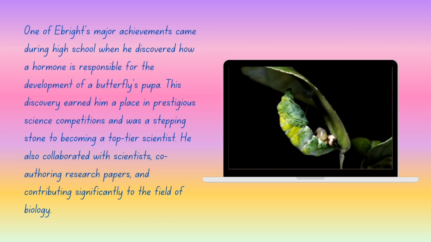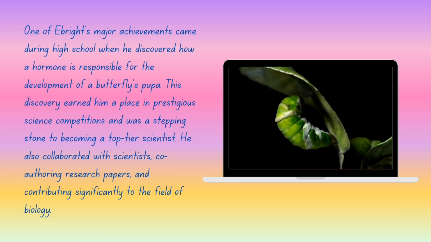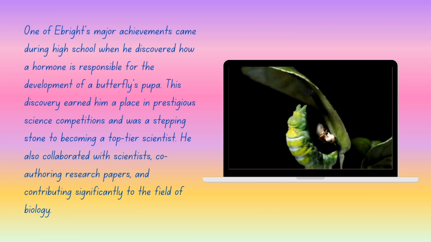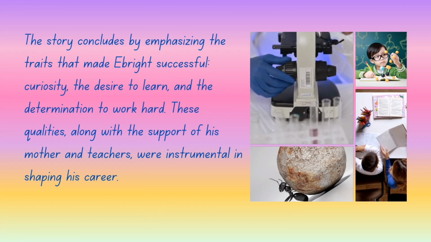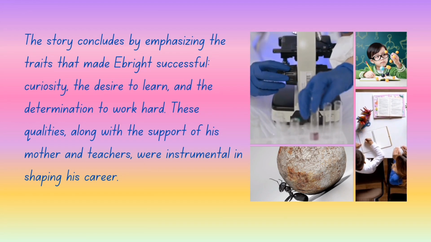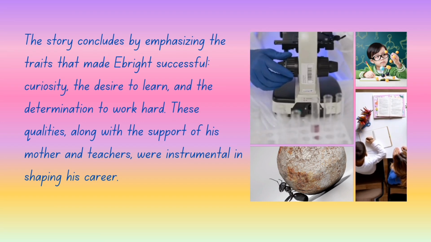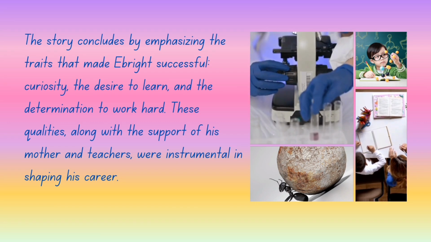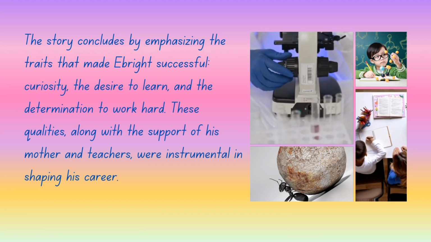And through a lot of perseverance and dedication and a lot of experiments, he gained recognition in prestigious science competitions and a recognition as a great biologist. Finally, the story concludes by emphasizing the traits that made Ebright successful: curiosity, the desire to learn, and the determination to work hard. So these are the three traits that made Ebright successful. These qualities, along with the support of his mother and teachers, were instrumental in shaping his career.